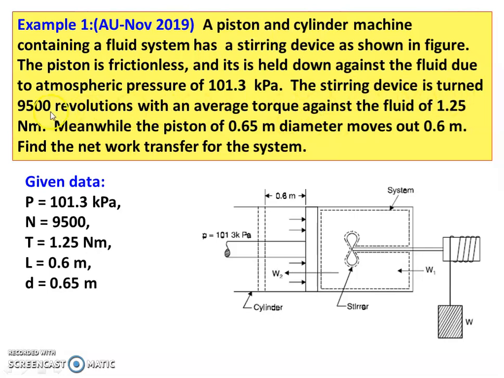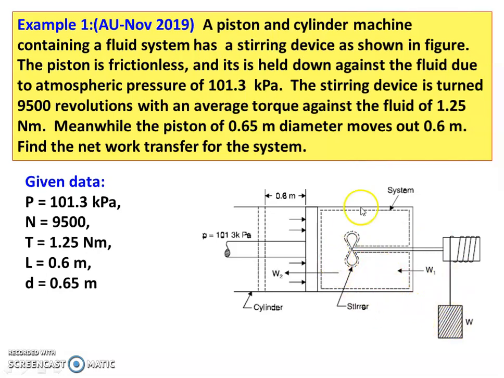The stirring device is turned 9500 revolutions with an average torque against the fluid of 1.25 Newton meter. So the stirrer rotates 9500 revolutions, with torque 1.25 Newton meter. Meanwhile, the piston of 0.65 meter diameter moves out 0.6 meter. So the piston is moving out, and the distance moved is 0.6 meter. Find out the net work transfer for the system.